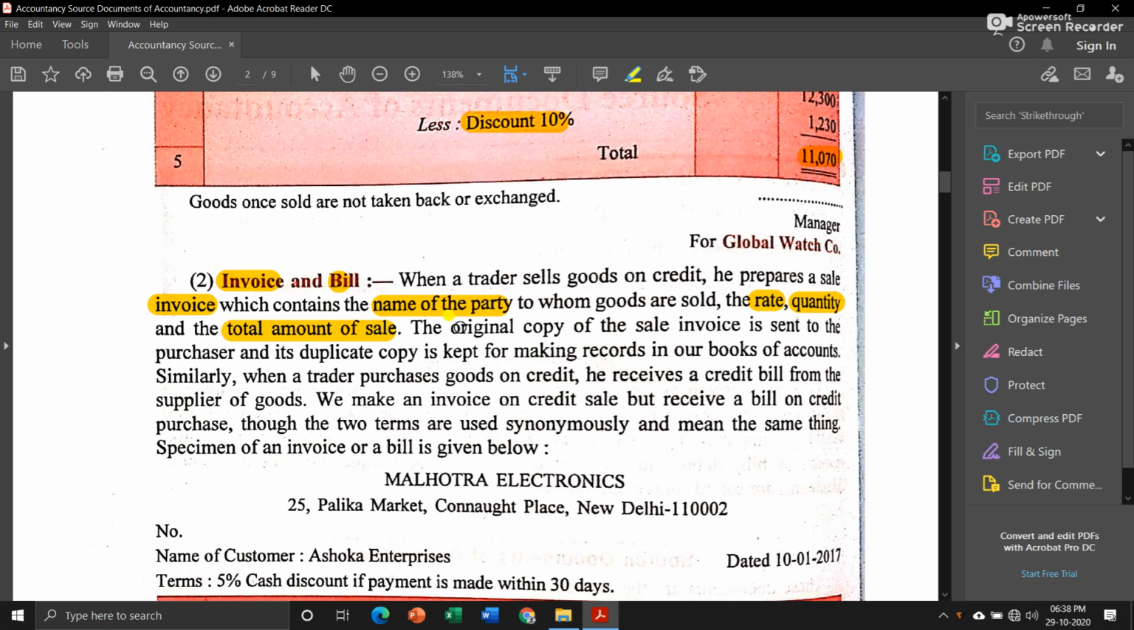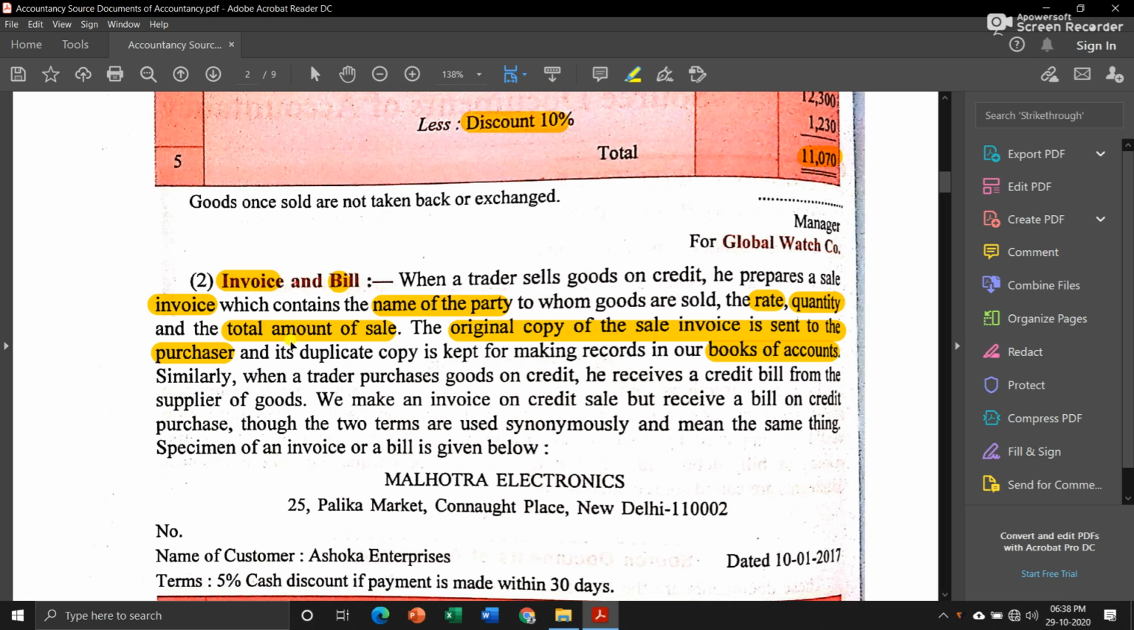Now, for providing invoice, the original copy of the sale invoice is sent to the purchaser, means you will give the original copy to the customer, and a duplicate copy, that means a Xerox copy, will be kept in your business for recording it in your books of accounts.